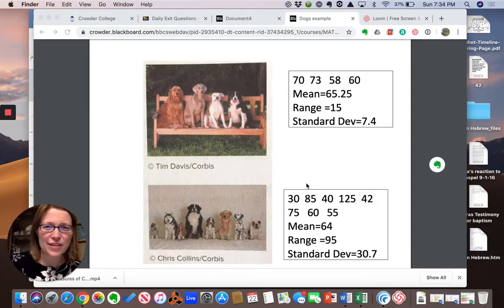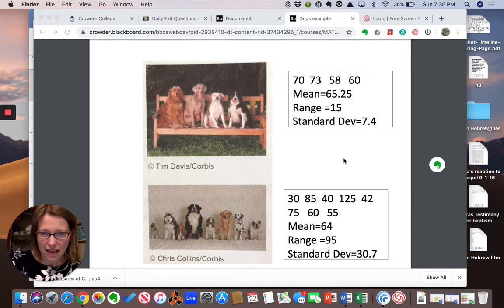Let's talk about these two sets of dogs. We see the top picture of dogs has 4 dogs. One dog weighs 70 pounds, the next dog weighs 73 pounds, 58 pounds, 60 pounds. And if we find the mean weight of this group of dogs, the mean is 65.25 pounds.